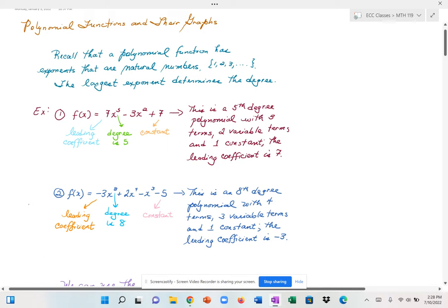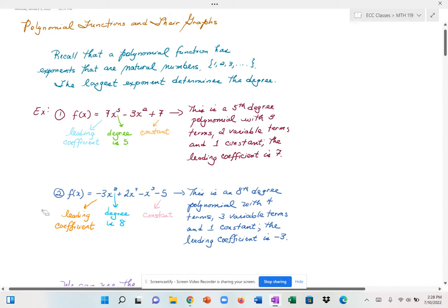The second example here, number 2, this will be an eighth degree polynomial. Again, the highest exponent is an 8. It has 4 terms in total. The first 3 are variable terms, and the constant is -5. So consider that a negative because of the minus. The leading coefficient here is the number in front of x to the 8th, which is -3.